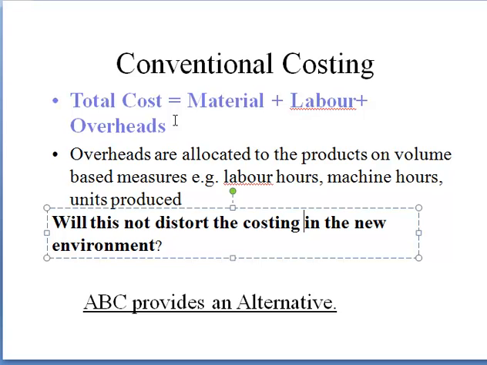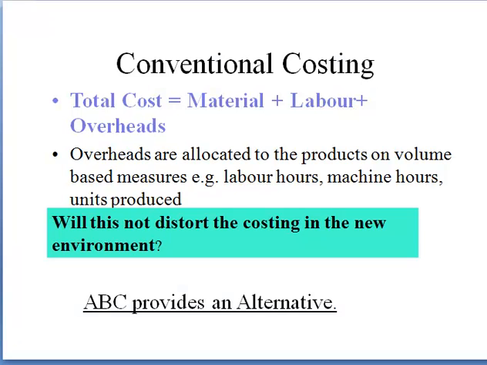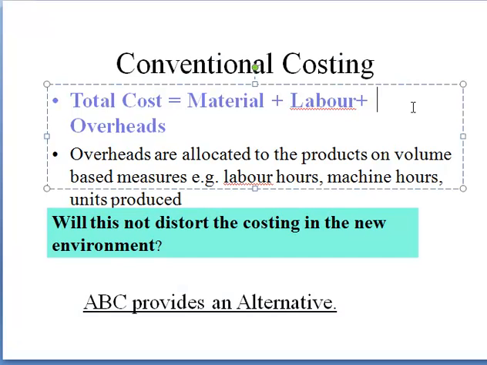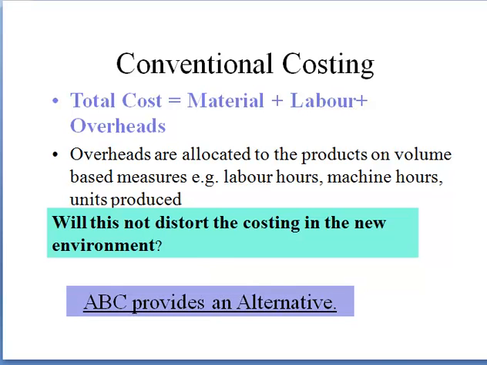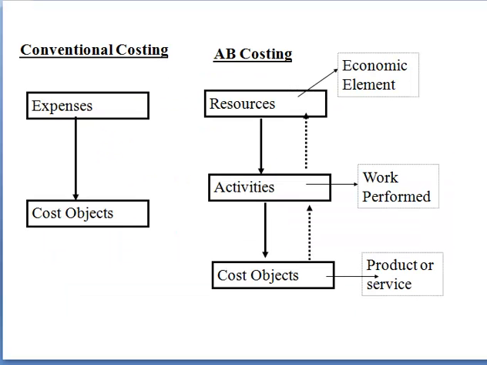But often a question arises: is volume alone the cost driver? If not, will this not distort the costing information? That is a matter of serious concern, because if the costing is not properly done, then the managerial decisions will get distorted. So we are making a conjecture here: will activity-based costing provide an alternative? Let us see what this activity-based costing is and how it differs.